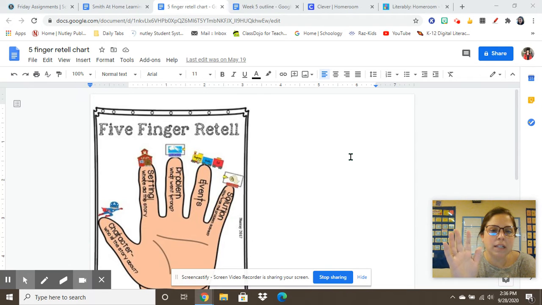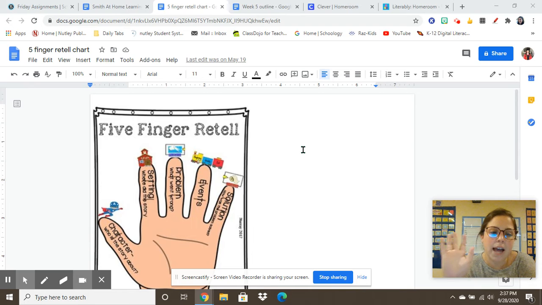Retell doesn't mean that I'm rereading the book again. It just means that I'm stopping when I'm done with a book and thinking, who were the characters? What were they doing in the beginning, middle, and end? Was there a problem, a solution? And so on. So today we're going to talk about that five finger retell. And as you can see, I have a little reminder poster up here for us.